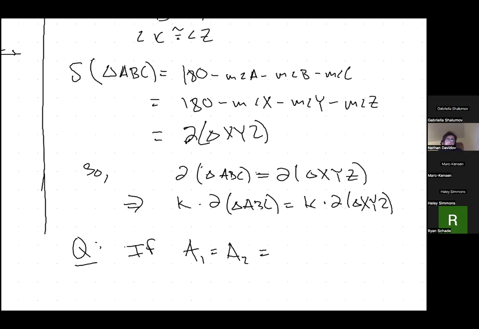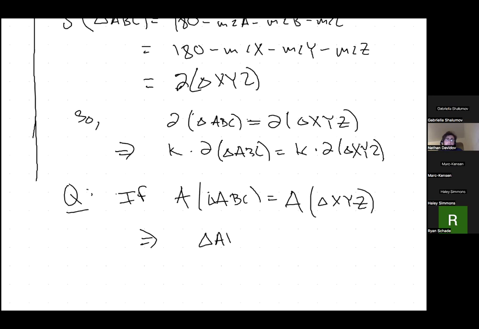No. Let me write this actually. If the area of ABC equals the area of XYZ, does that imply that these two triangles are congruent? And I think the answer is no. In fact, you can make a right triangle, put half of it on the other side, and make an isosceles triangle where the two legs are not the same.